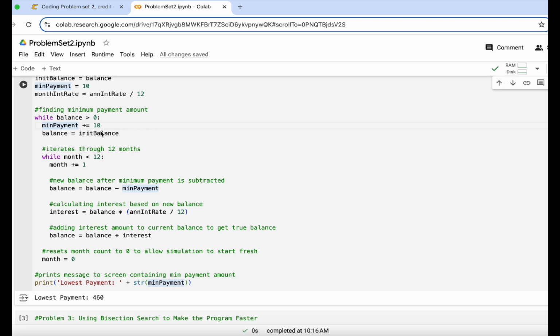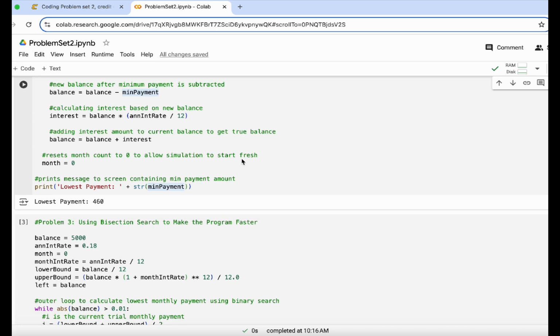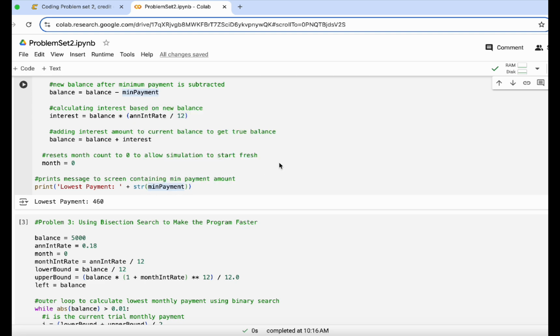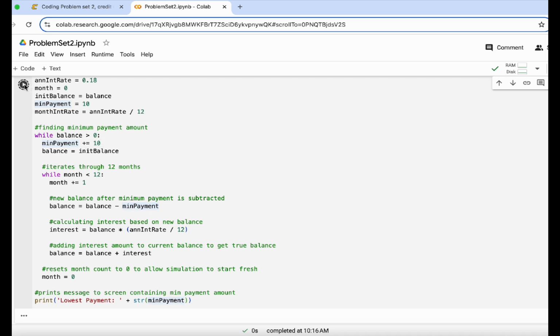So similar to the initial balance reset, this just gives us the most accurate calculations for each iteration that it runs through. And finally, we have our print message, so the lowest payment, which would be held in this minimum payment variable. So if we go ahead, we'll scroll up here. If we go ahead and run this, we see that we get a lowest payment of $460.